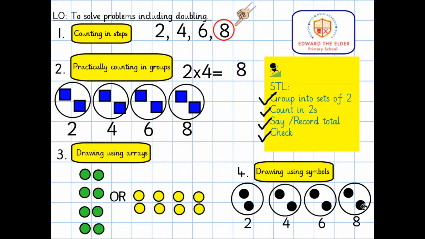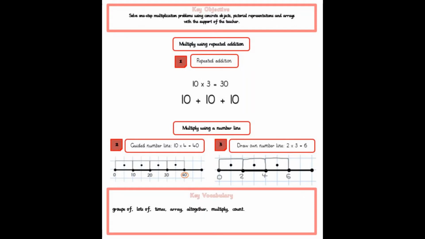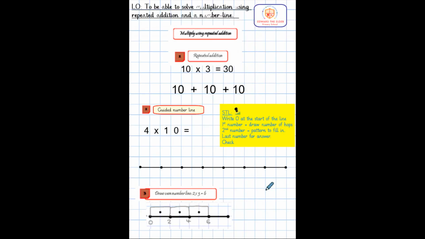Moving on from this, pupils will be taught to multiply using repeated addition. We teach 3 methods of multiplication in Year 1. These involve multiplying using repeated addition or using a number line. To begin, we start by using repeated addition.